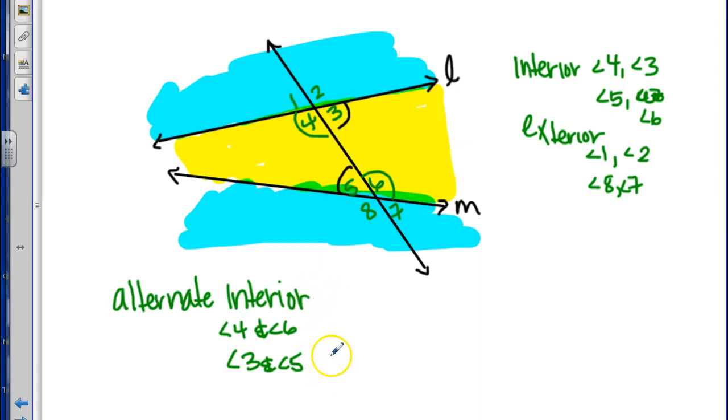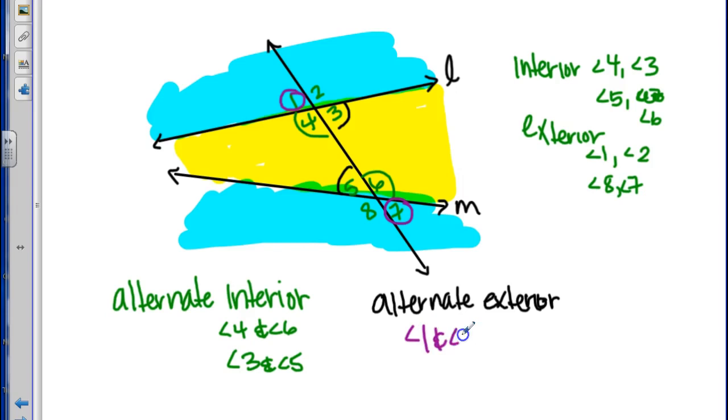All right, so let's talk about alternate exterior. You could probably pick those out already. Alternate exterior. So they are going to be on the exterior, so in the blue, and they will alternate the transversal. So 1, I'll take that on the exterior, and then I have to jump across the transversal and get on the outside again. So 1 and 7, and 2 and 8.